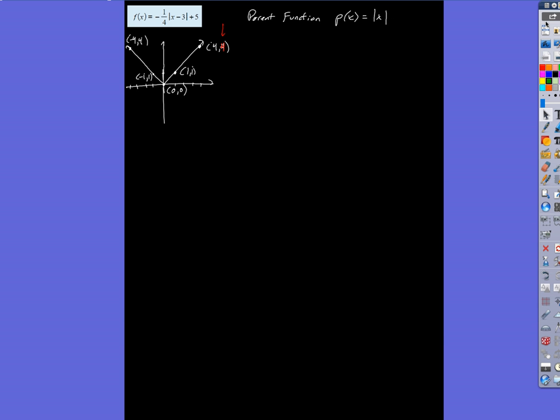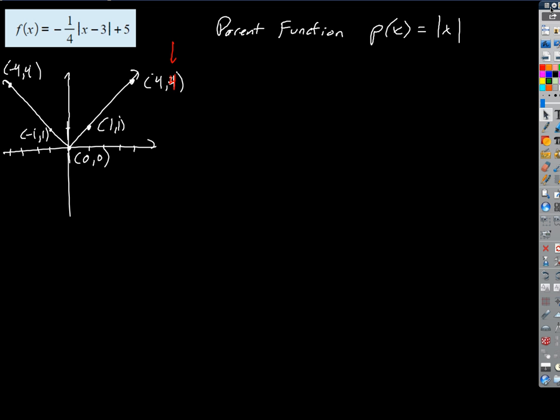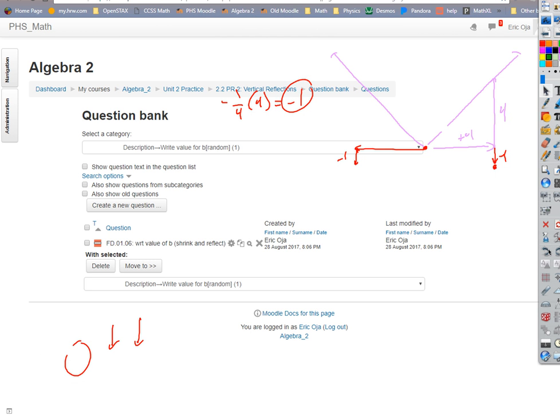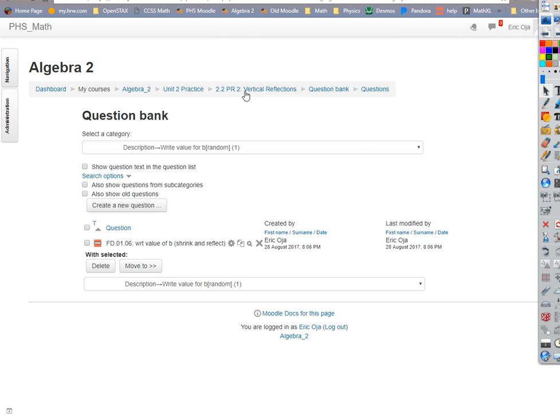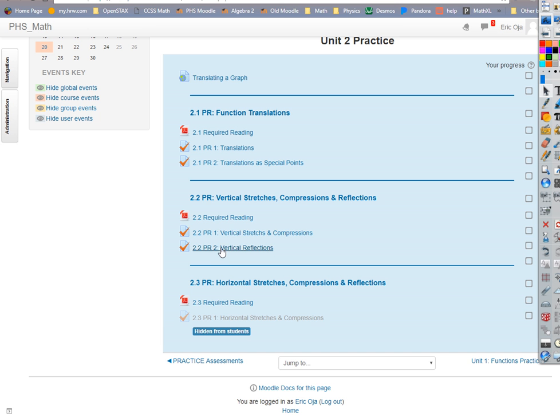So if we wanted to, okay, let's try one of these then. I want you guys to try one of these. So open up your Chromebooks and go to 2.2 practice 2. And here's the one. So everybody do, and I just want to see that everybody gets this right. So go to Unit 2 practice. If you go down, I want you to try this one. 2.2 practice 2. It's called vertical reflections.